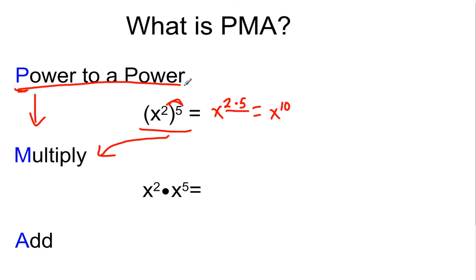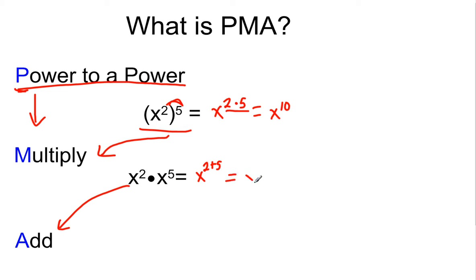So when you have a power to a power, you do the next thing down the list, which is to multiply. Okay, what if you have two exponents that are being multiplied together? Well, you do the next thing down on the list, which is you add. So we're going to add these exponents together, and that gives us x to the 2 plus 5 power. We are adding the exponents together, and that gives us x to the 7th.